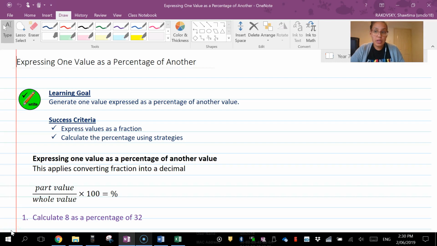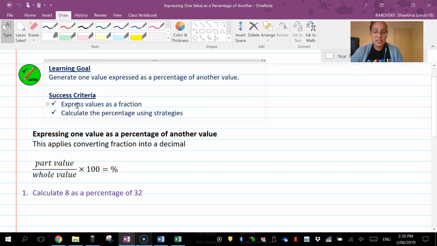Hi everyone, in this video we're looking at expressing one value as a percentage of another. Now this skill is always useful. It's not only used in mathematics, it's also used in science, and it is something that if you remember it now, you will hopefully remember it all through your schooling. So our learning goal is to generate one value expressed as a percentage of another.